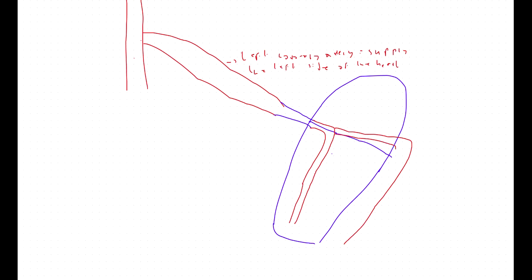So the left coronary artery divided into two branches. This is my left anterior descending artery, LAD, and this will be my left circumflex artery, LCX, which is actually making a U-turn and going to the lateral surface of the heart. For now, just focus on the left anterior descending artery. I'm going to discuss the areas of the left ventricle supplied by the LAD.